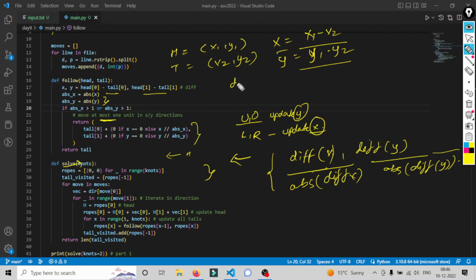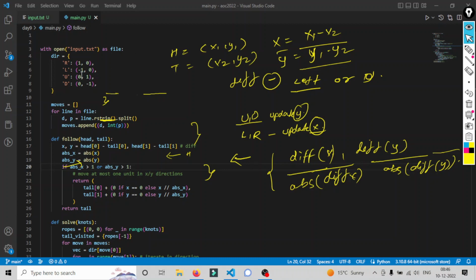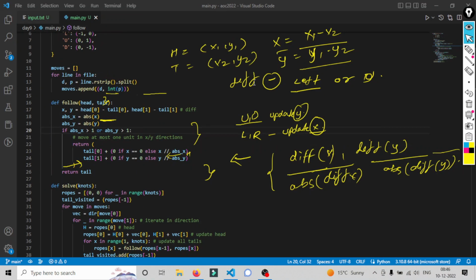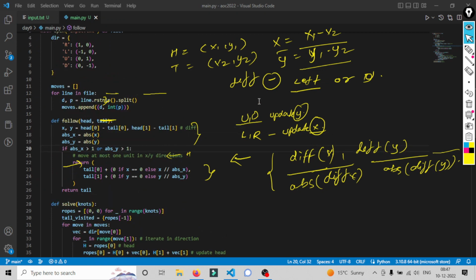So if the difference is negative, then it will either move left or down. If the difference is positive, then in that case it will either move right or up. So that's what we are doing here.